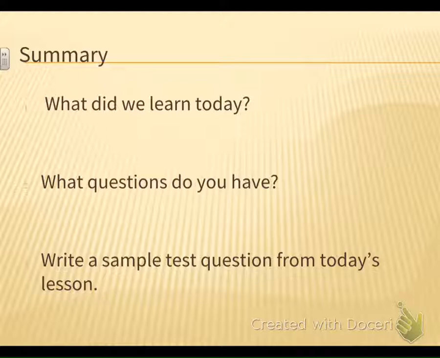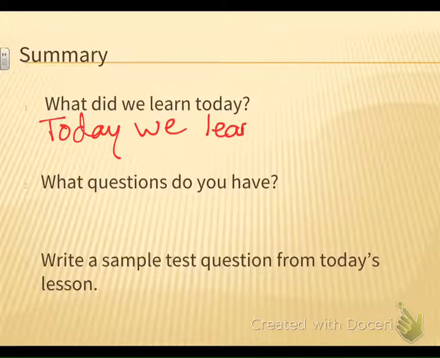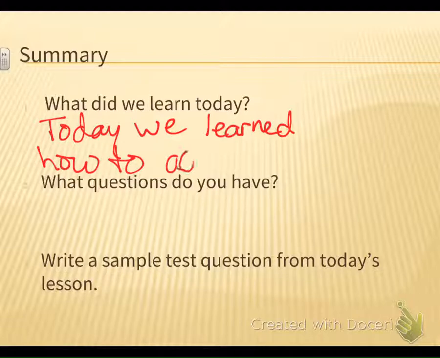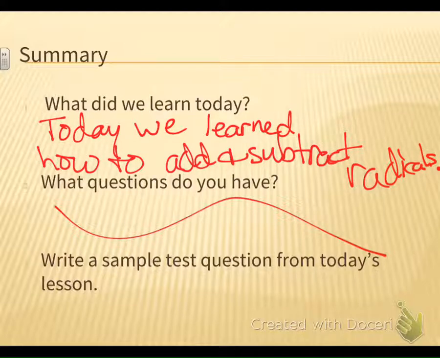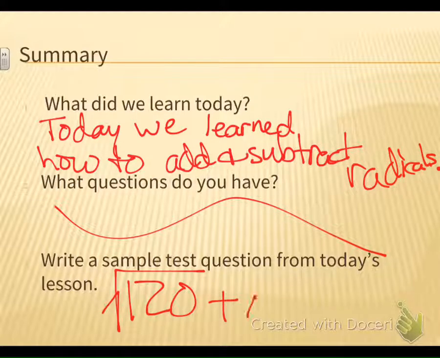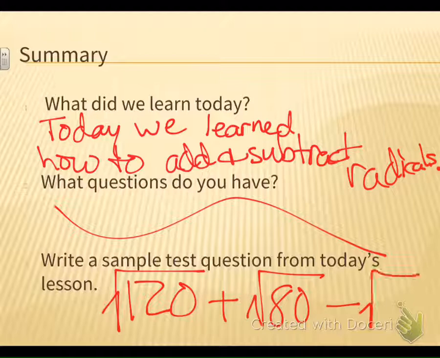All right, what did we learn today? Today we learned how to add and subtract radicals. Okay? Put questions here and then a sample test question. That could be square root of 120 plus square root of 80 minus square root of 25.